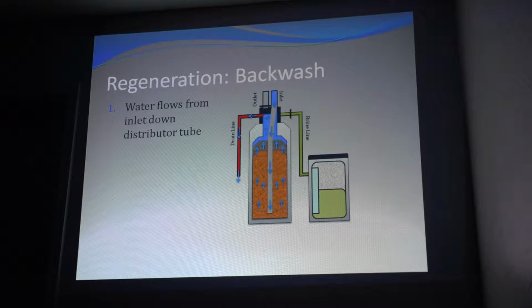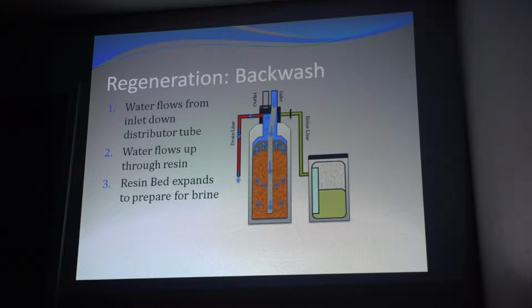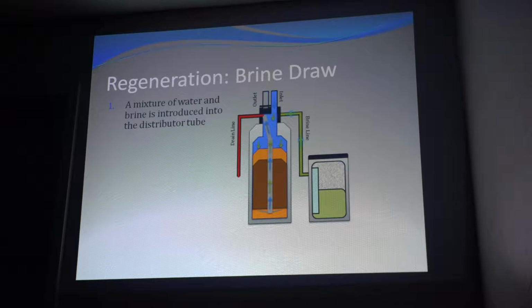I explained the backwash. Backwash not only is used to break up any suspended particles that are removed, kind of like a filter would, but it also reclassifies the resin. I'll make sure we have a slide on the reclassification.